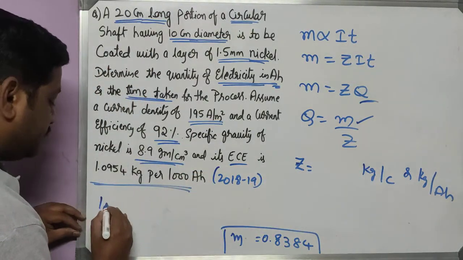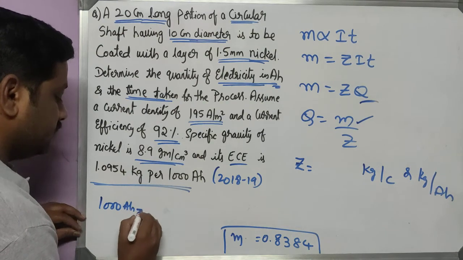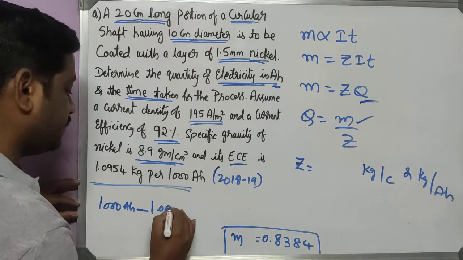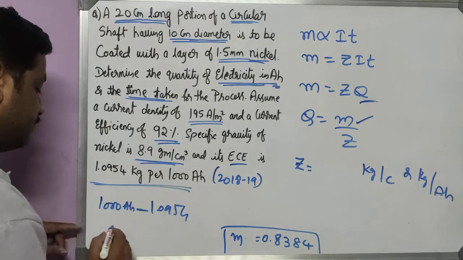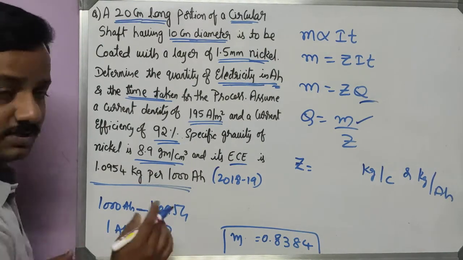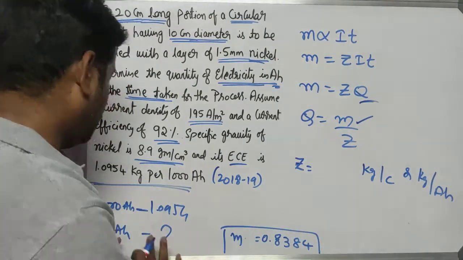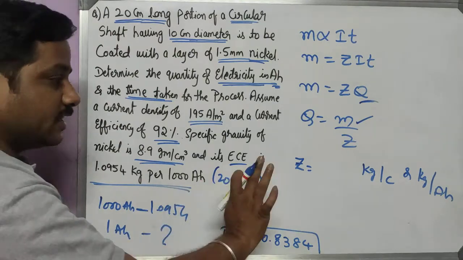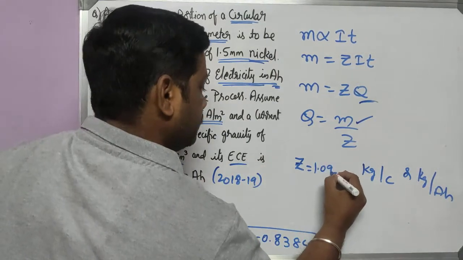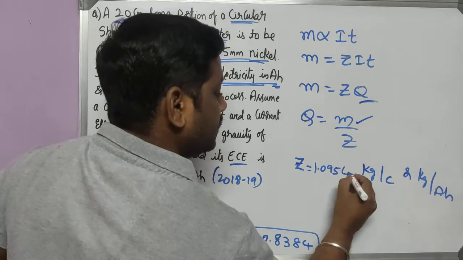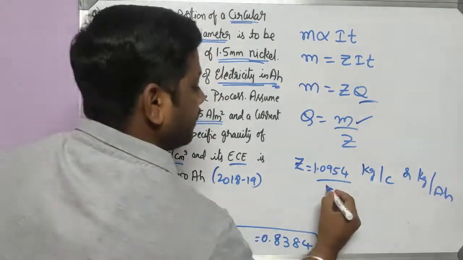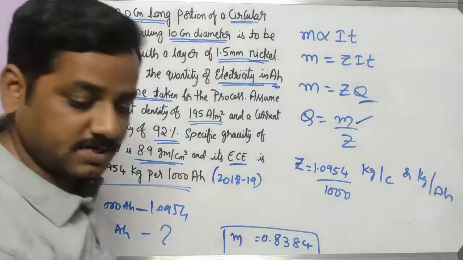For 1000 amp hour, the ECE is 1.0954 kg. So for 1 amp hour, what would be the ECE? It will be very simple: 1 into this divided by this. So I can write it here, 1.0954 divided by 1000. That will be the Z value.